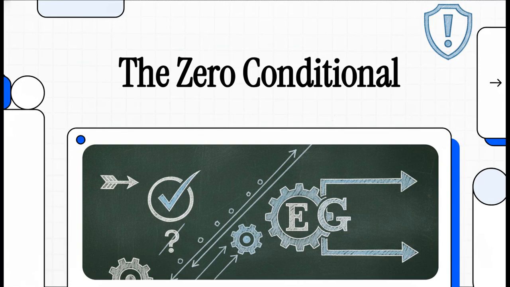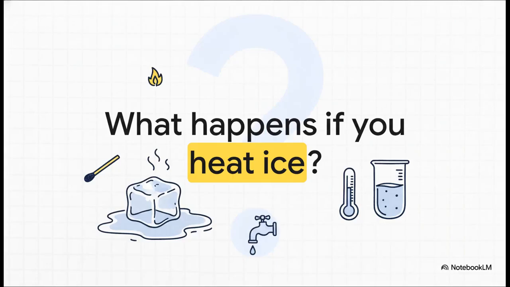Hey everyone, and welcome. So today, we are going to break down one of the most useful and honestly straightforward parts of English grammar, the zero conditional. It's all about things that are absolutely certain, and trust me, by the end of this, you're going to have it down pat. All right, to get our heads around this, let's kick things off with a super simple question.